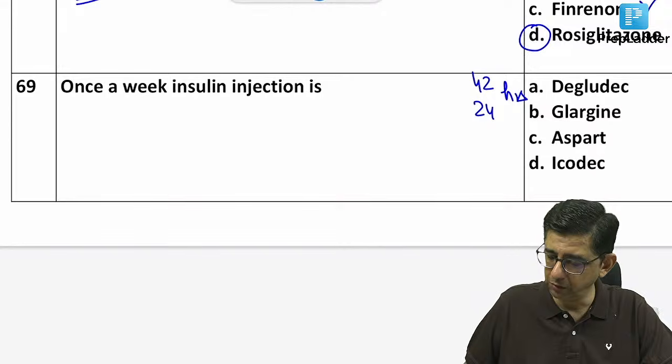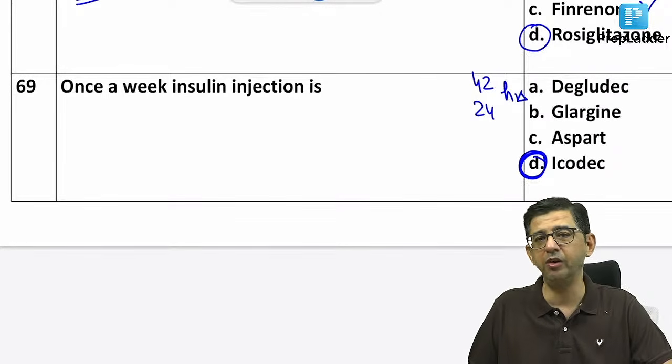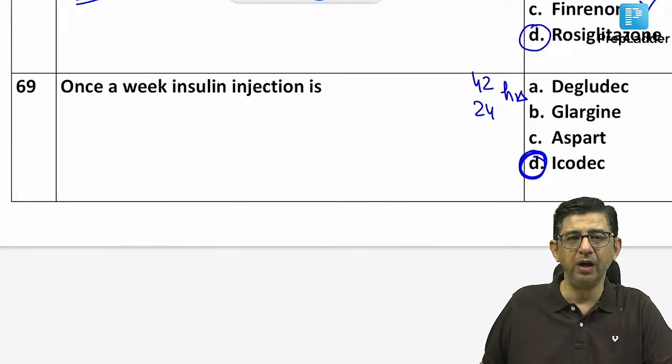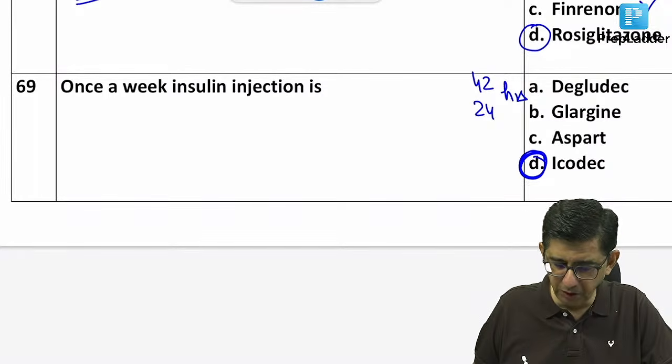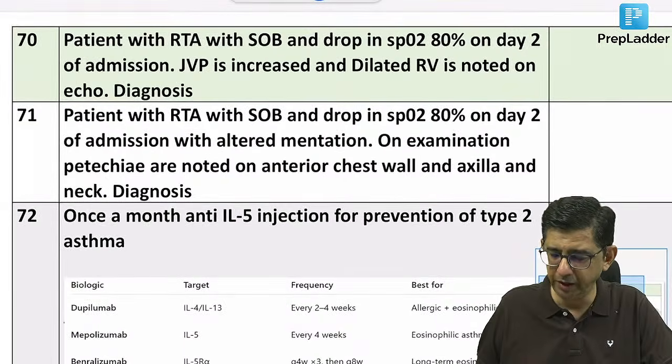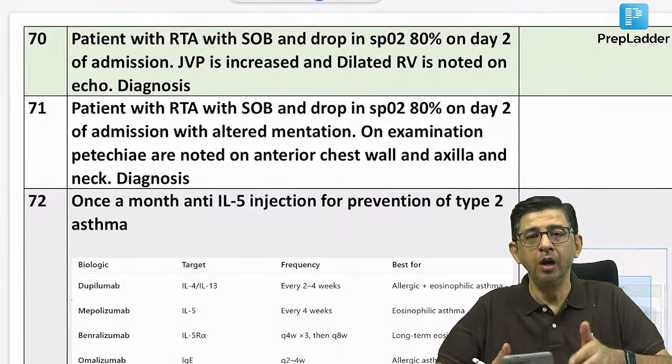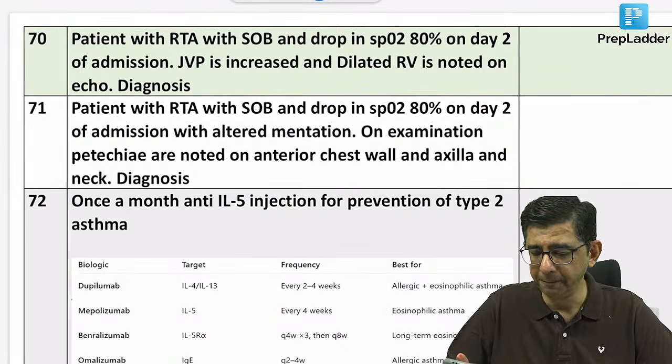So the answer is to be given by exclusion. That is, once a week insulin injection would be Icodec. That will work for almost 7 to 8 days. So lots of times the questions are to be answered on the basis of exclusion capability as well. Moving to the 70th concept for the day.